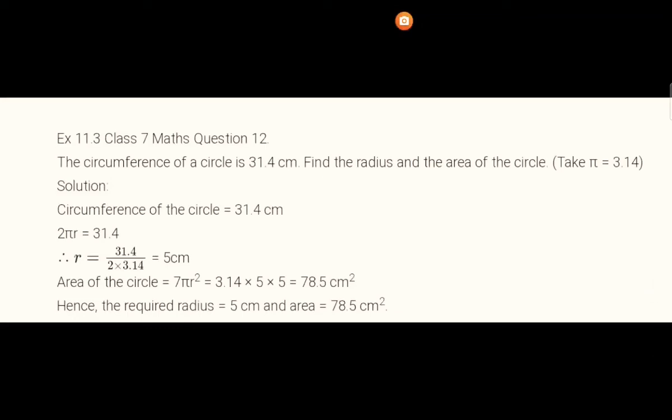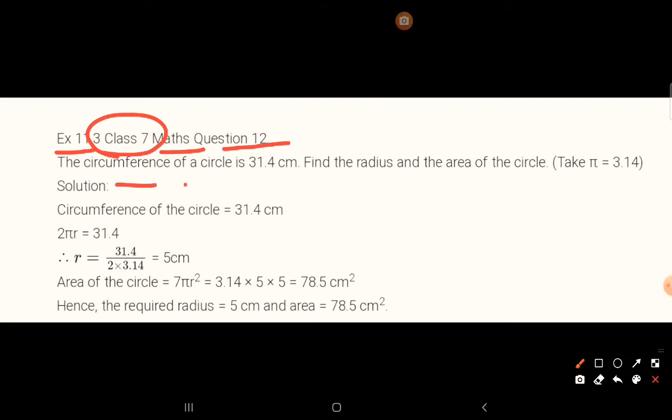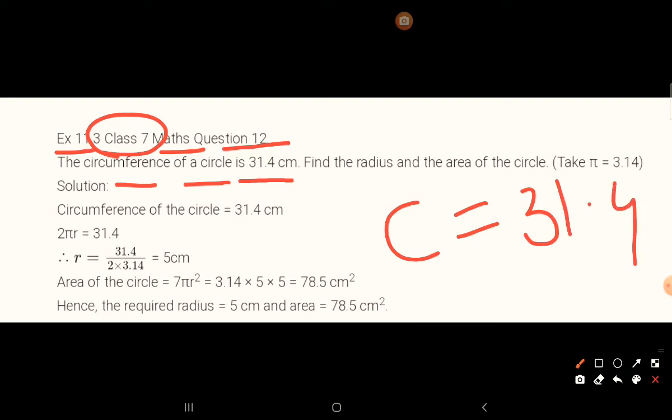Students, now we will see question number 12 of exercise 11.3 of class 7th maths. So let us see the question first. The circumference of a circle is 31.4 centimeter. Circumference is already given to us. The value of circumference C is given as 31.4 centimeter. Now further, find the radius and the area of the circle.